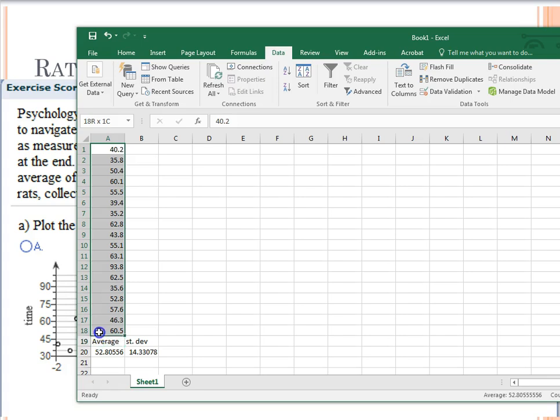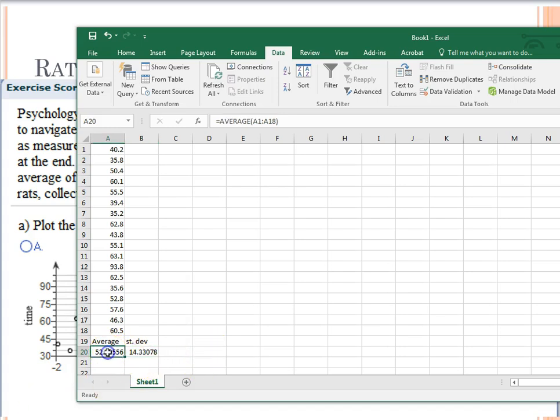Here I've just entered the data. But once you have it in an Excel file, you can easily calculate the average and the standard deviation using the formulas that I showed you before. So here you just hit equals AVERAGE and then highlight the data. And then for the standard deviation, you do the same thing. It's equals STDEV to get the standard deviation.